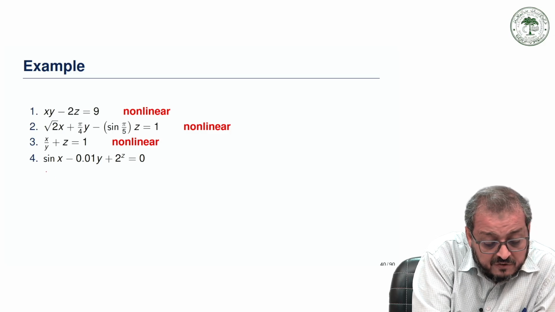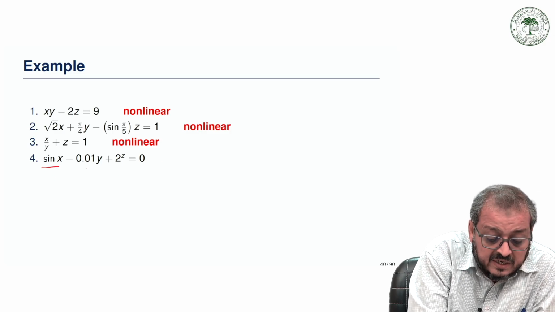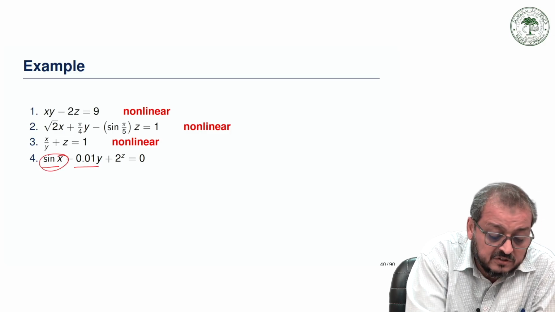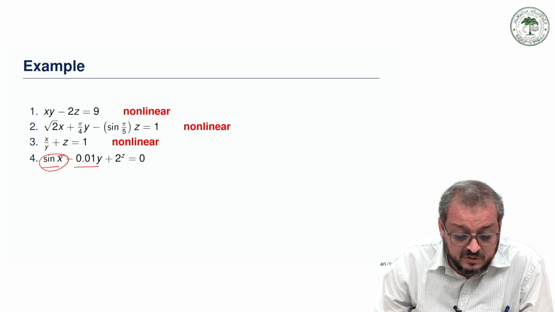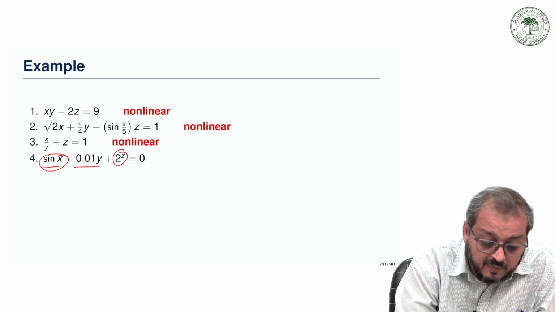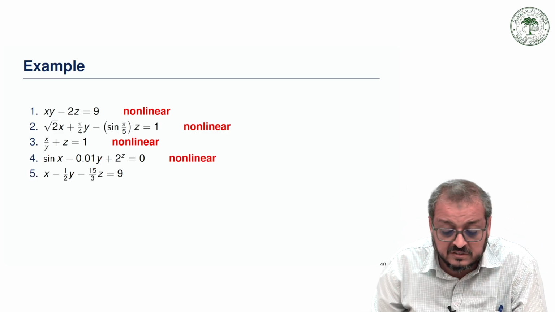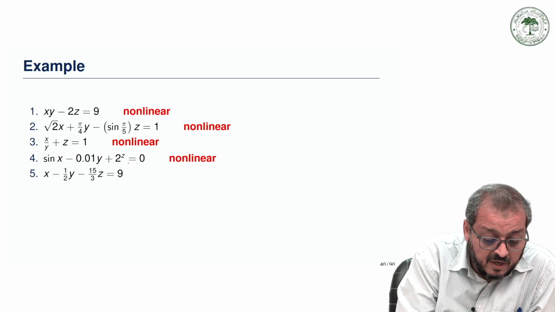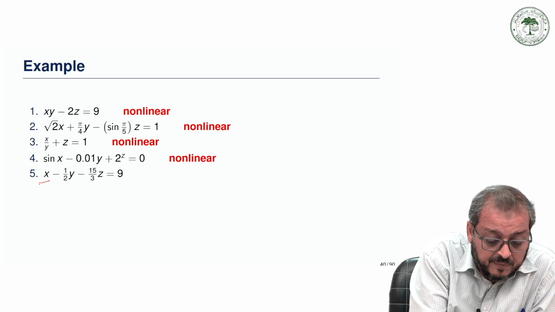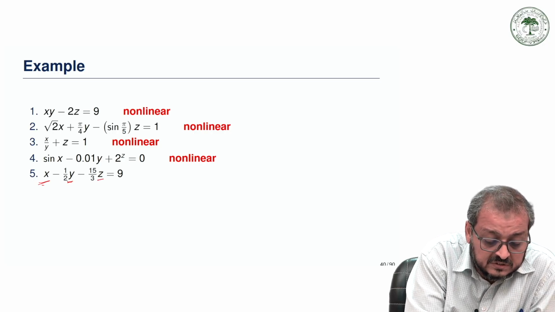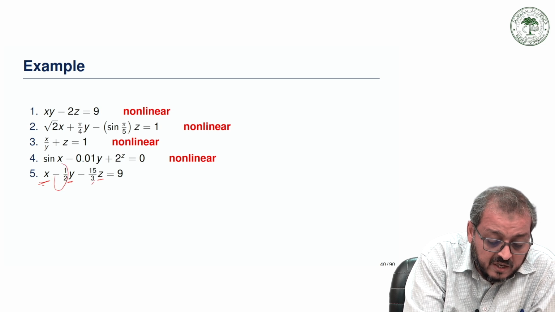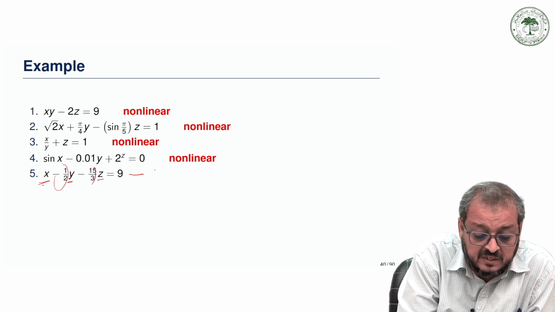Now for example, if we take sin x, this is again not linear, or you can say that this is 2 to the power z. So clearly this is again not linear. Now see this equation: here the power of x1 is 1, y is 1, and the constants are here, this is 9. Then clearly this is a linear equation.